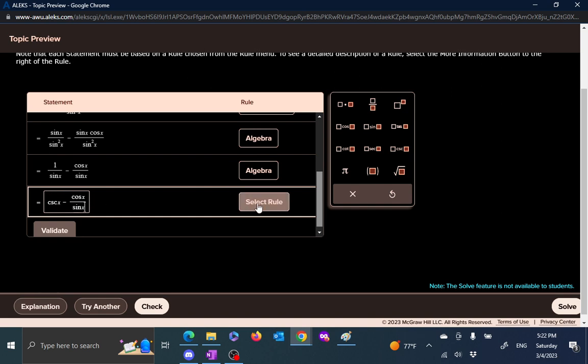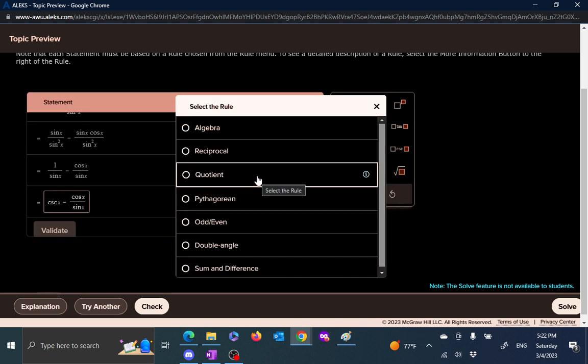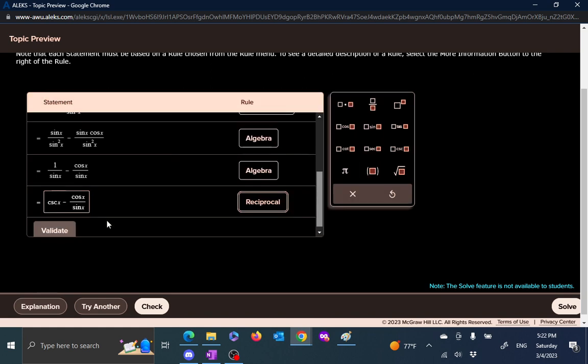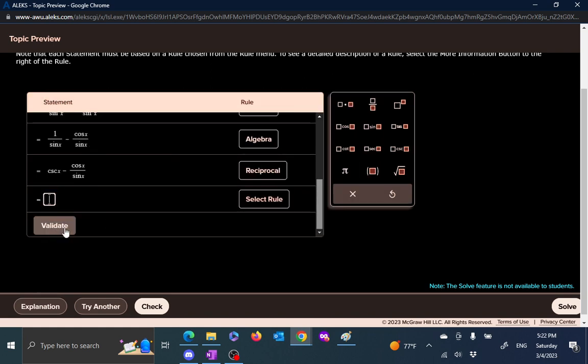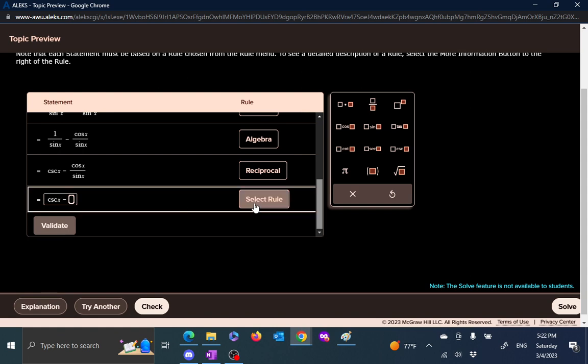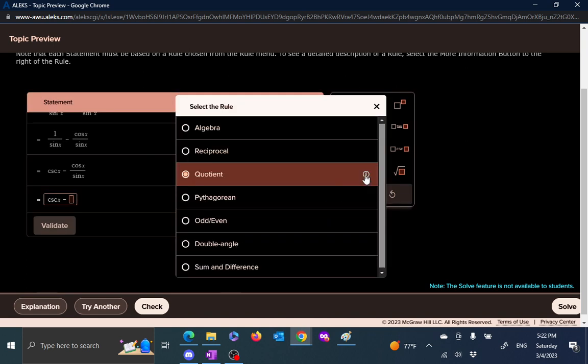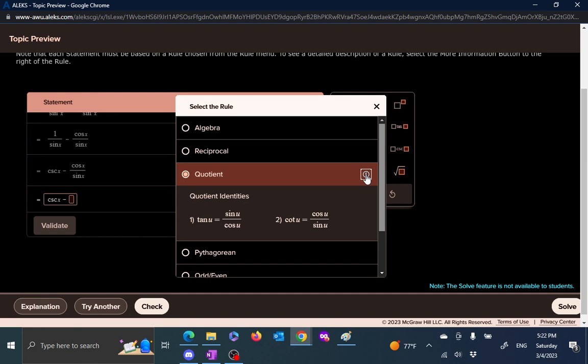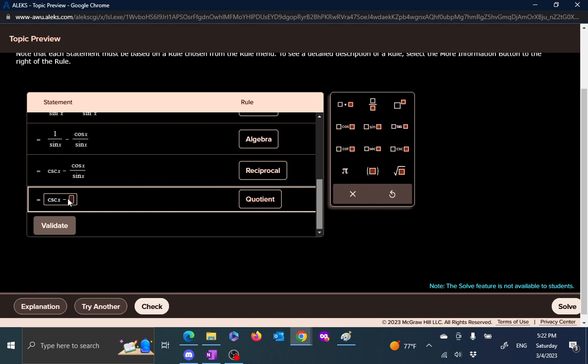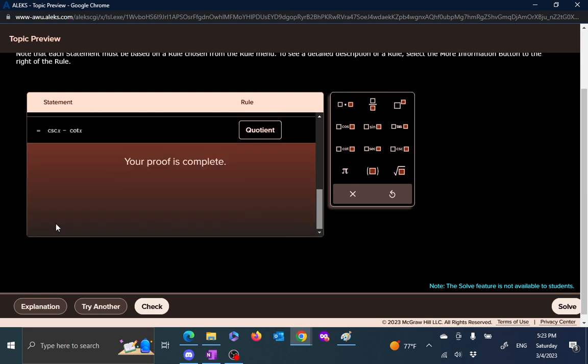Because we are allowed one rule at a time, we are stuck with that kind of a rather strange thing. So we did reciprocal. The next, cosecant of x minus, now cosine over sine is cotangent, you remember that. Quotient identities. Cosine over sine is cotangent. That's what we are doing here. So we are writing cotangent of x, and we use quotient, and there we go. We have our proof completed for us.